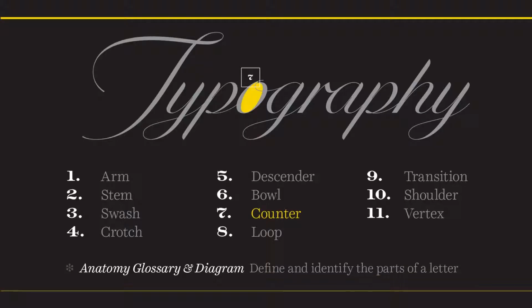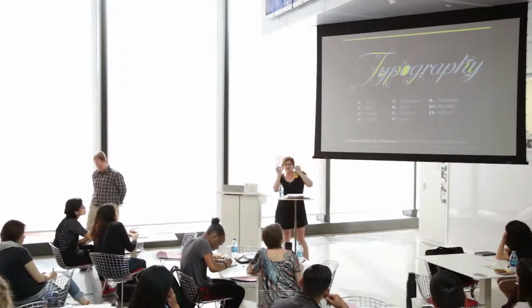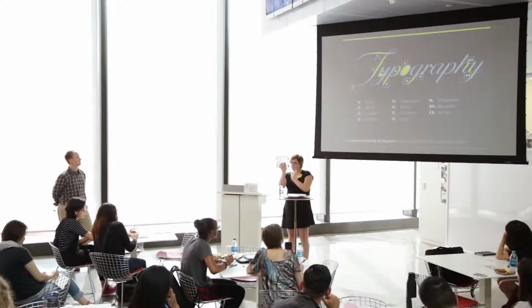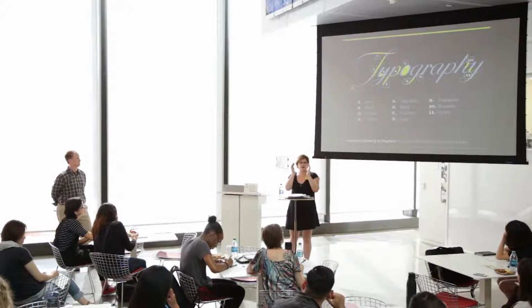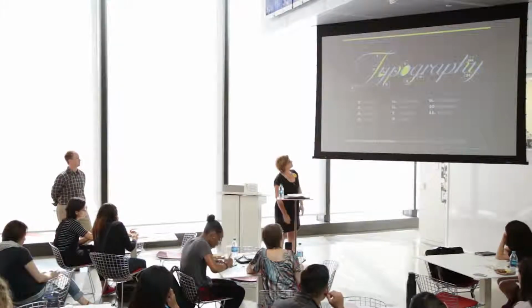7 is the counter. It's inside of the O. Lots of different ways to create the counter. In this example, it's an open counter, just ever so slightly. A lot of examples of O's, you won't have any opening into that. It'll just be a beautiful knockout negative shape inside of a beautiful inky dark shape.